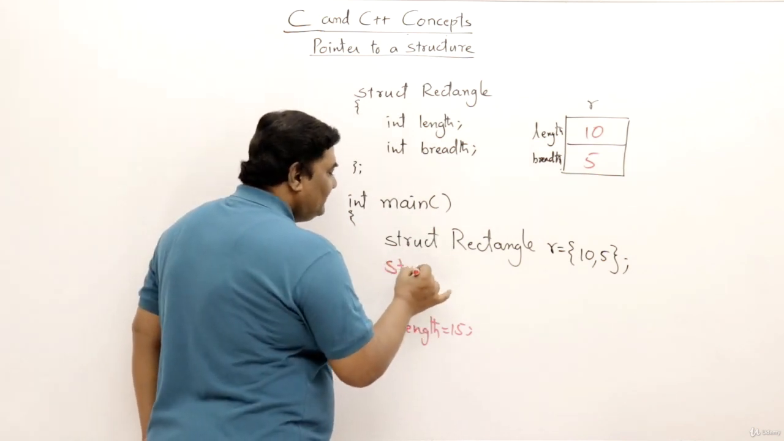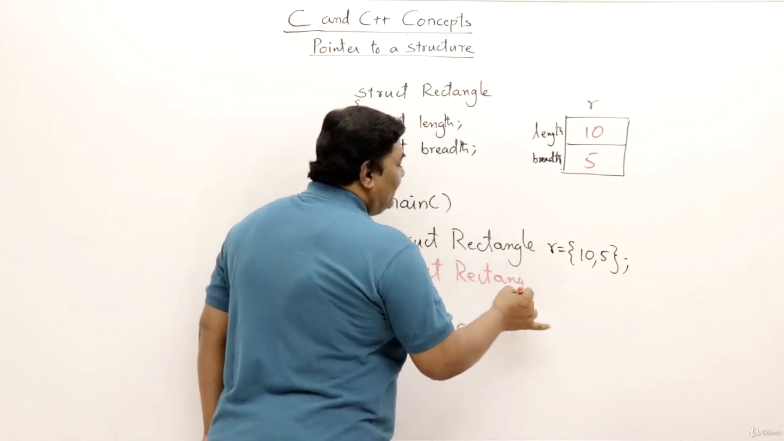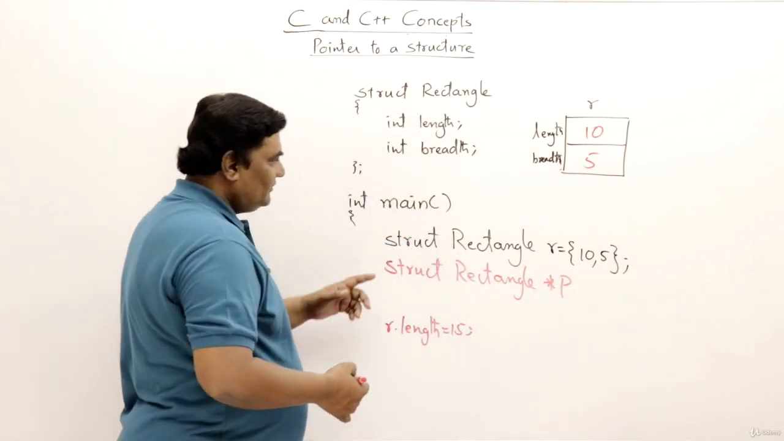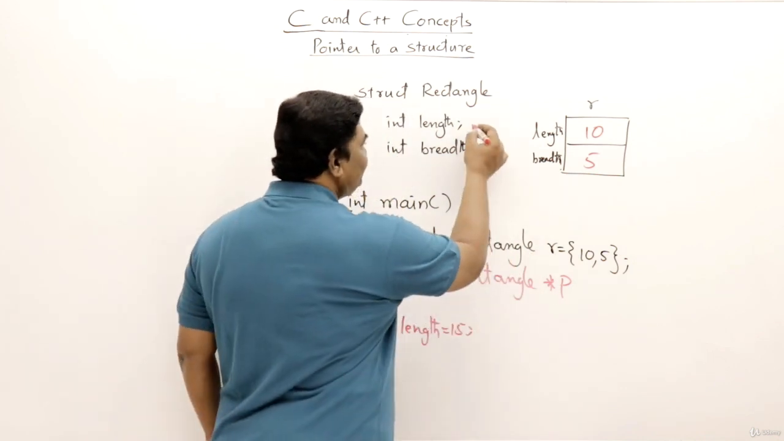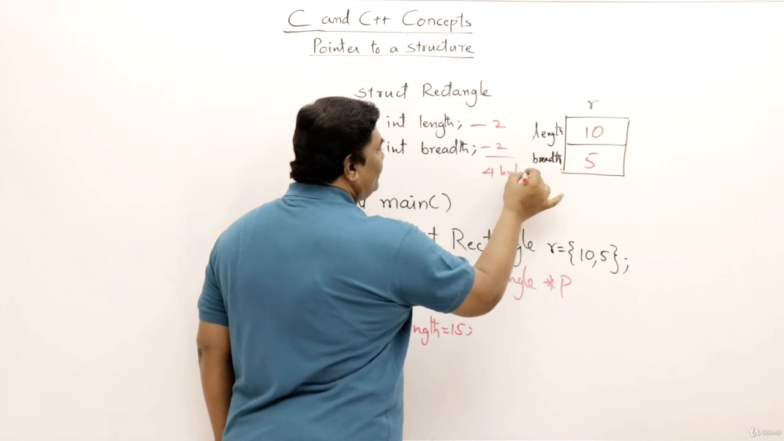Struct rectangle pointer. So I'll give the pointer name as p. Now first thing, how much memory does rectangle consume? As we know, this takes 2 bytes. We are assuming integer is taking 2 bytes. So this is total 4 bytes.